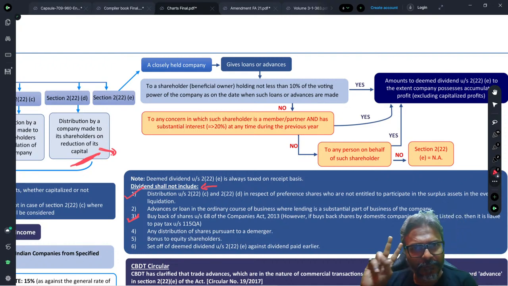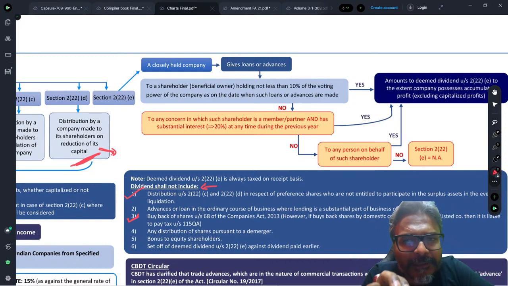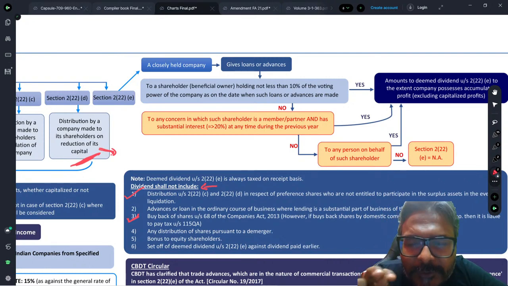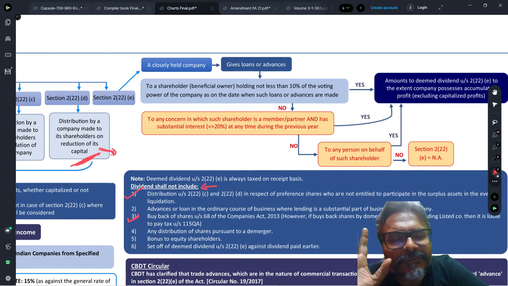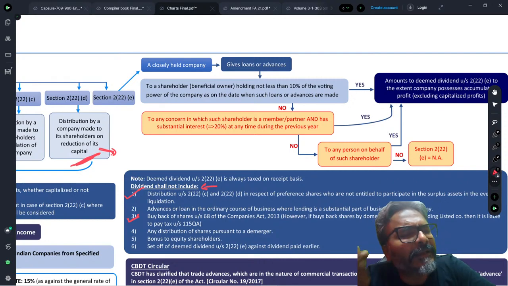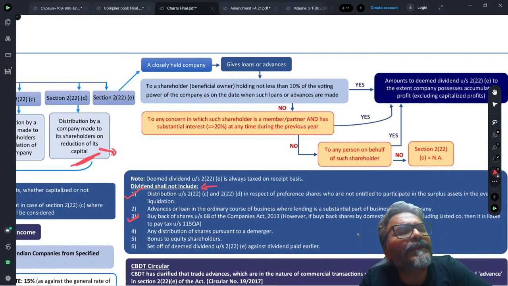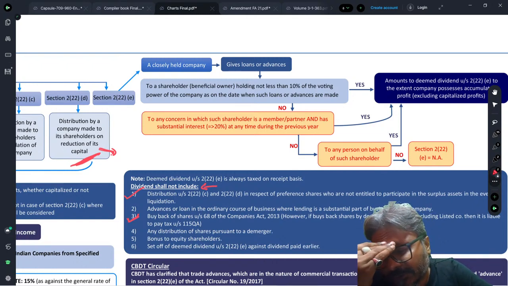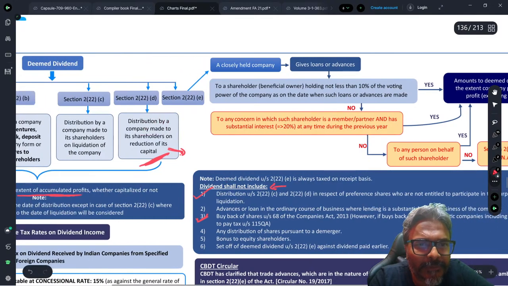Is that clear? So two things, students. Two payouts are not to be considered as a deemed dividend under 222D. One is the payout on account of the redemption of preference shares, and another is a payout on account of the buyback of the equity share, even if in both the cases it results into the reduction of the share capital. I hope that all of you are clear with this one.